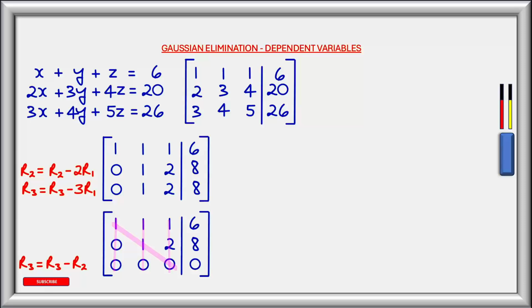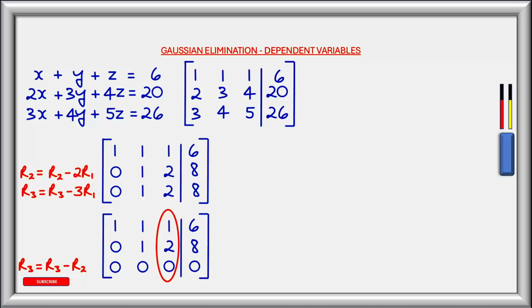In any matrix, a row can only contain one single pivot, and it's always the very first non-zero entry in that row, moving from left to right. And in reduced row echelon form, every pivot must sit strictly to the right of the pivot in the row above it. But in column 3, row 3, there is no pivot. And therefore, z is designated as our free variable.